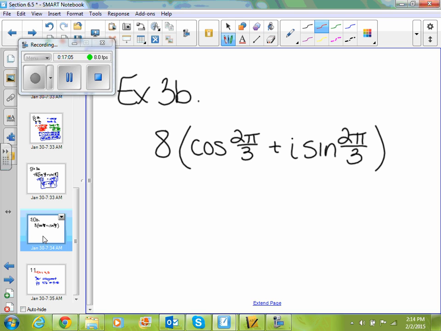Okay, so let's do the same thing for cosine of 2 pi over 3 and sine of 2 pi over 3. What is cosine of 2 pi over 3? Negative 1/2. Okay, and what is sine of 2 pi over 3? Square root of 3 over 2.